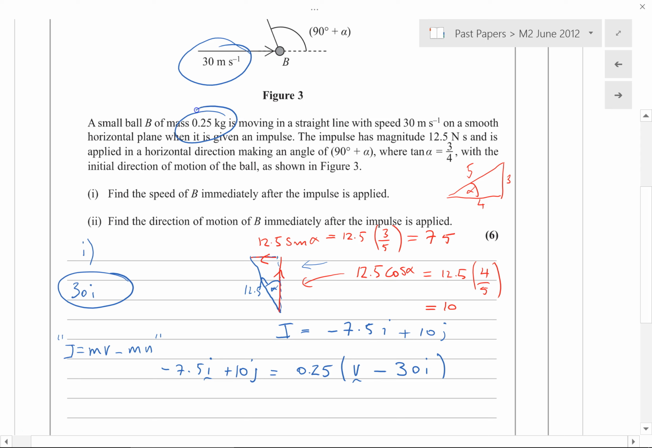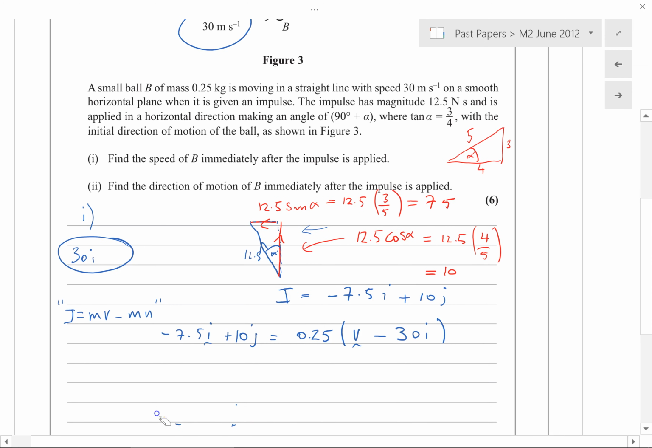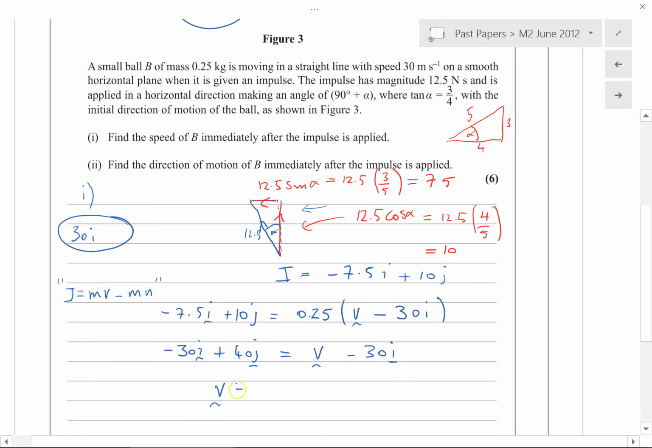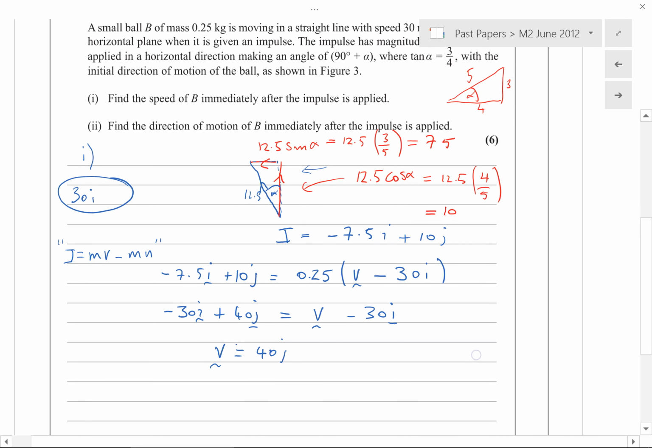I'm sure you recognise I was wrong. I can hear my students shout at me almost when I do these things. Right, so then that's times by 4. So that's minus 30i plus 40j equals v minus 30i. So that gives us v equals 40j. And that's it. So what looked hard, now it's actually going upwards.